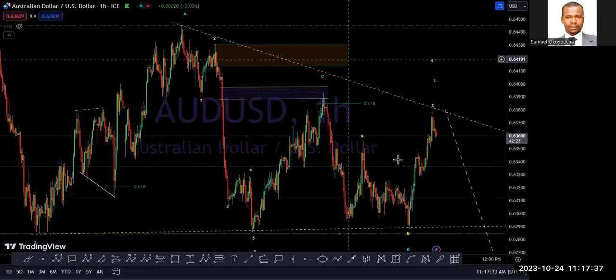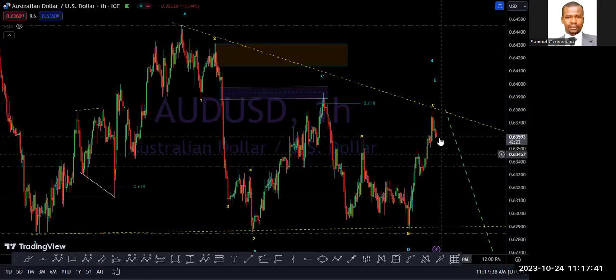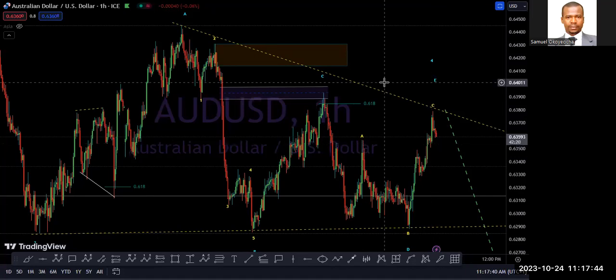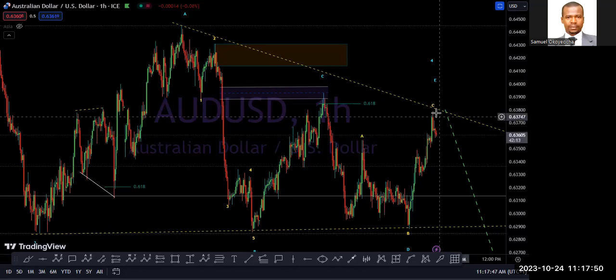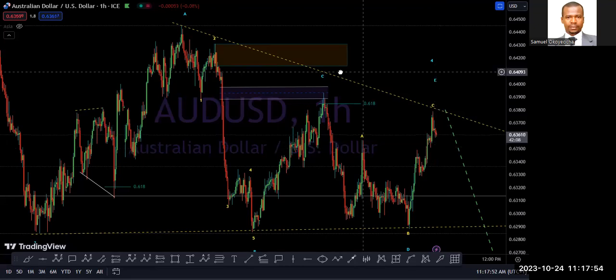Okay, now you can see that this wave is sharp. Maybe by the end of the New York session, we will know whether the movement will be sharp or not. It depends how the movement drops to this zone.